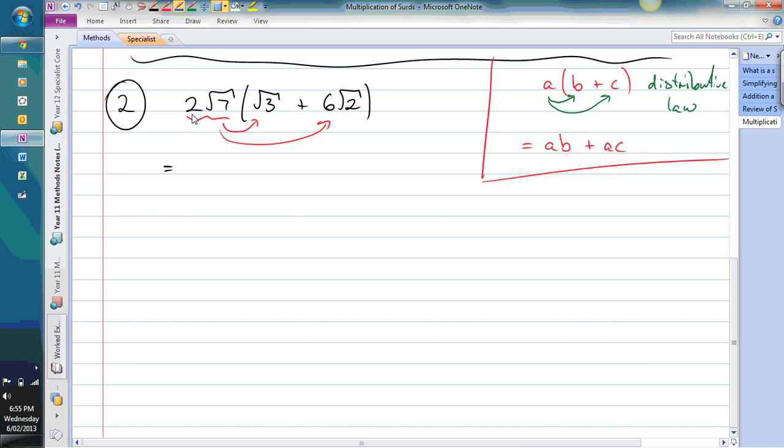All right, 2 root 7 times root 3. Okay, take the thing on the outside times the first term in the brackets, 2 root 7 times root 3, that's what I get there. And here I get 2 root 7 times 6 root 2.